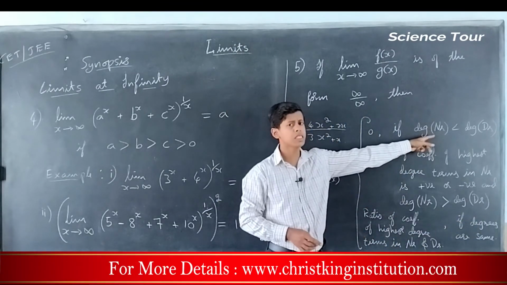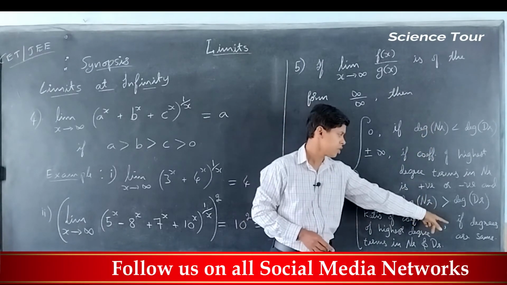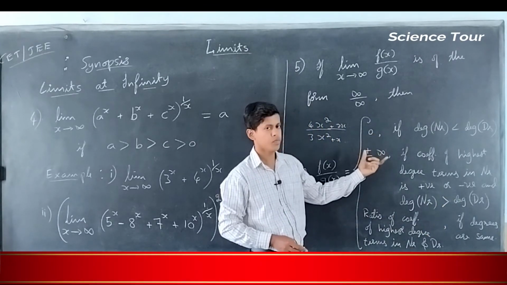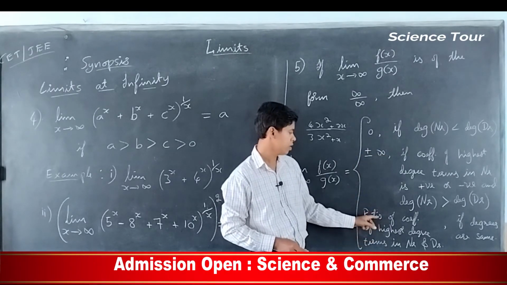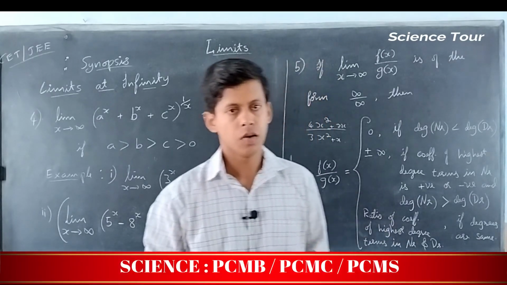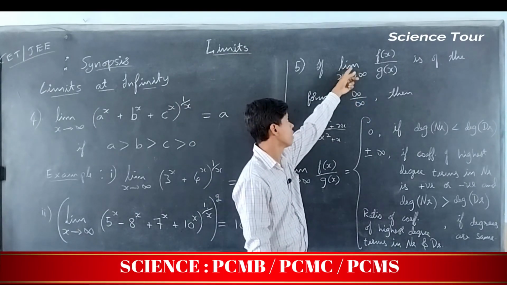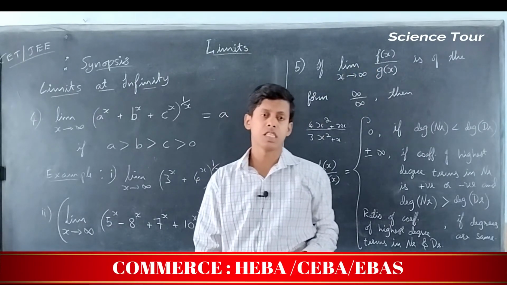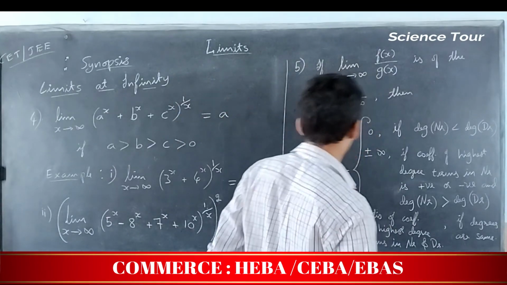So three conditions basically: the degree of the numerator is less, the degree of the numerator is greater, or the degrees of the numerator and denominator are equal. Depending on that you have 0 or infinity, or you have the ratio. So that is about the formula where you have the form infinity by infinity when you have the limit of f of x by g of x as x tends to infinity. Well, let's look at a few examples based on this formula.